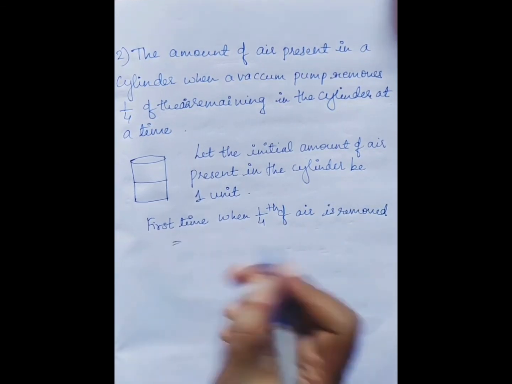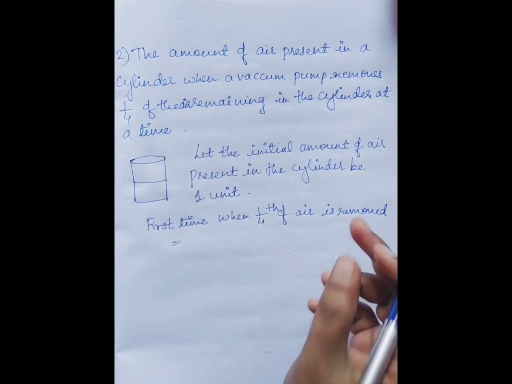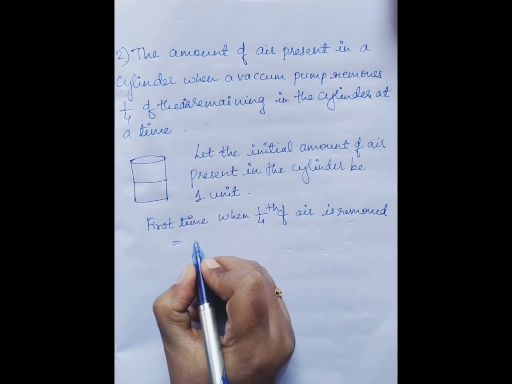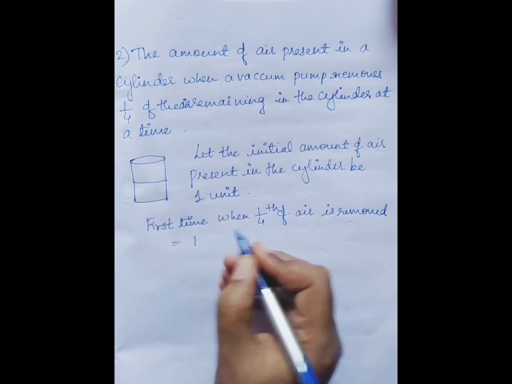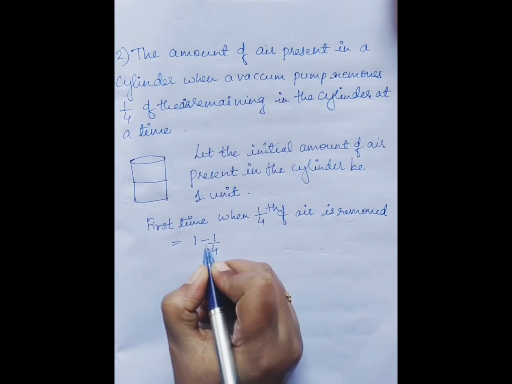Okay. First time, how much are we going to remove? According to the question, 1/4 of air is removed. So what are we going to get? See, I am considering it as 1 unit. So 1 unit of air is present in the cylinder. From this cylinder we are going to remove 1/4 for the first time. So we have to take it as minus 1/4.